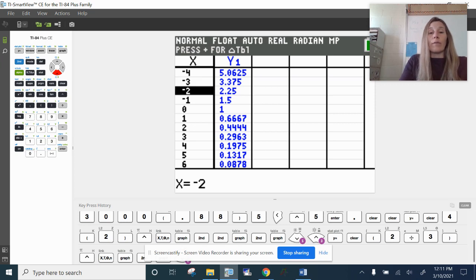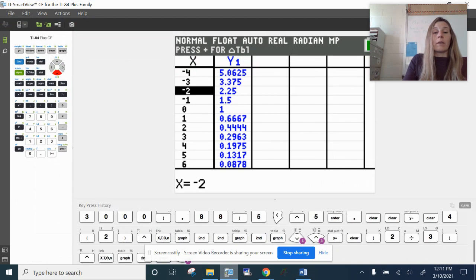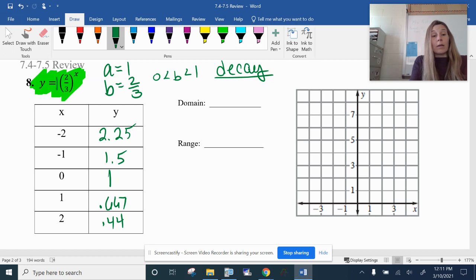-2, we have 2.25. Then we had 1.5, 0, 1, and then it would be 1.67 and 2.44. 0.667 and 0.44. Now if you did it by hand, 2/3 to the first power would just be 2/3. 2/3 to the second power would be 4/9. So you could have it written that way as well. Same thing if you're inversing it. This would be 3/2, or this one would be 9/4.